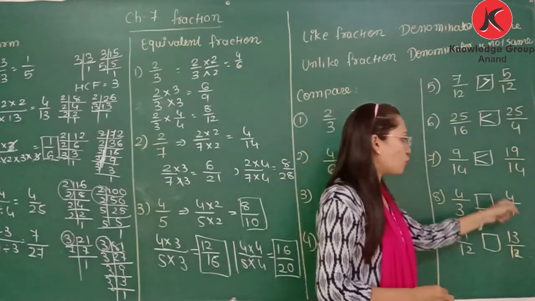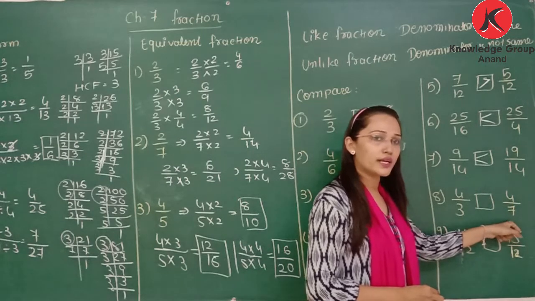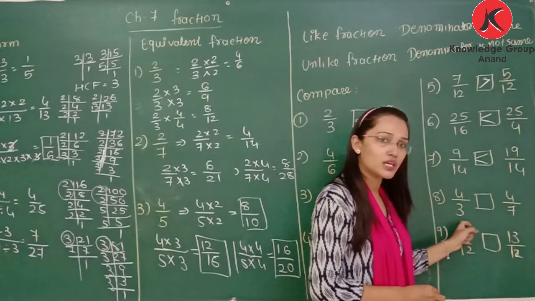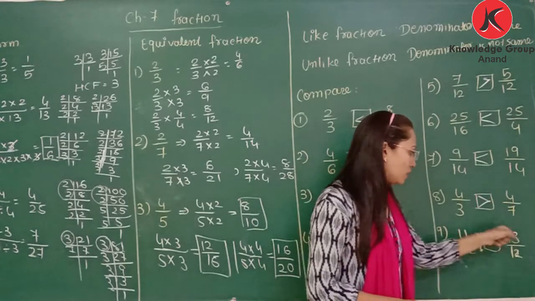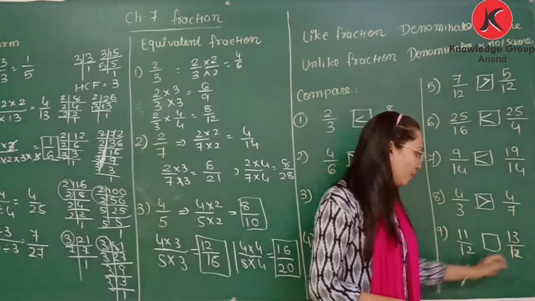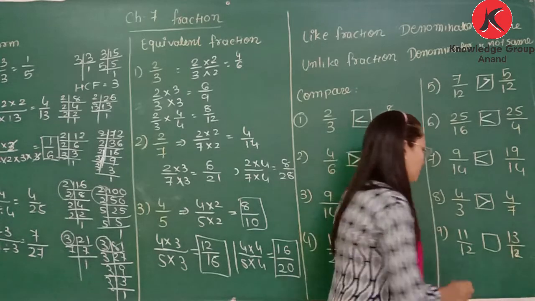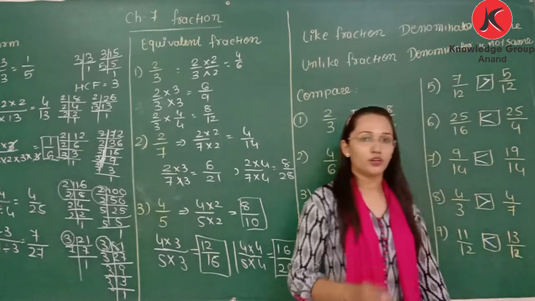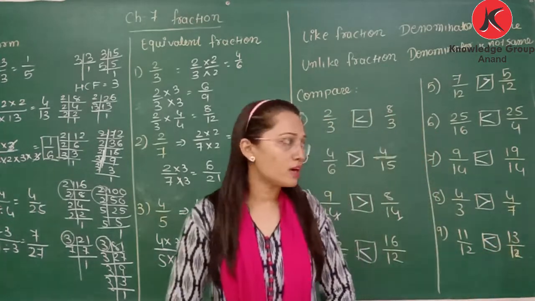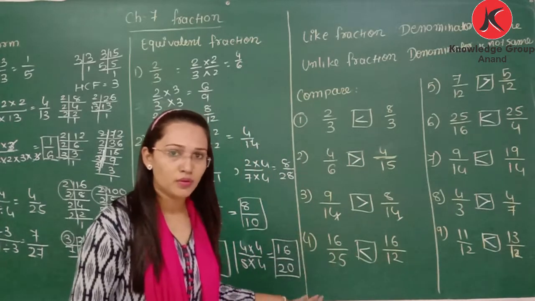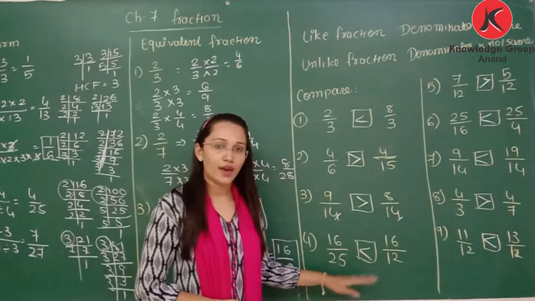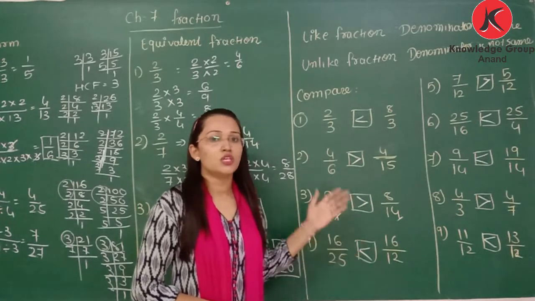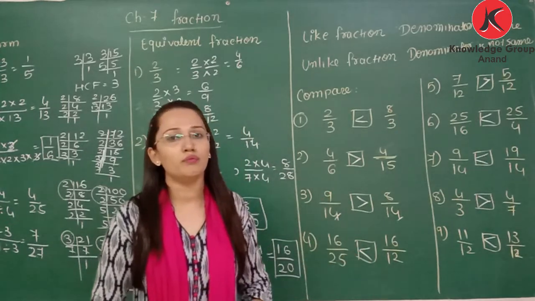4 by 3, 4 by 7. Now which one is greater? Numerator is same. So the smaller denominator 3 becomes greater. 11 by 12, 13 by 12. Denominator is same. So 13 will be greater. What you need to remember? Whenever the denominator is same, the smaller numerator becomes smaller. And whenever the numerator is same, the smaller denominator becomes greater.